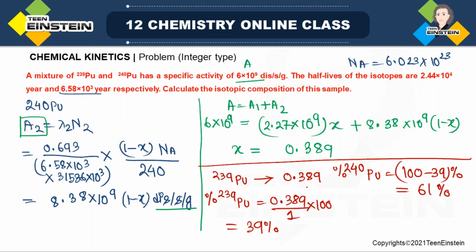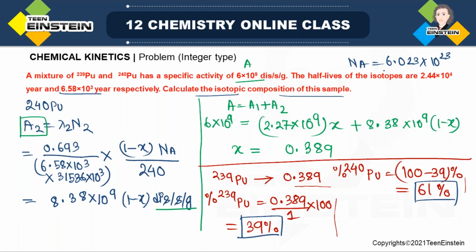You can also do the calculation in this way: first subtract 0.389 from 1, and then do the calculation like this, but it will be less time consuming. So the percentage ultimately that we are getting, because we have to calculate the isotopic composition of this sample, is 39% for 239Pu, and 240Pu is present at 61%. So its percentage is high. It is around 40, it is around 60. Okay, so it is present in higher amount.